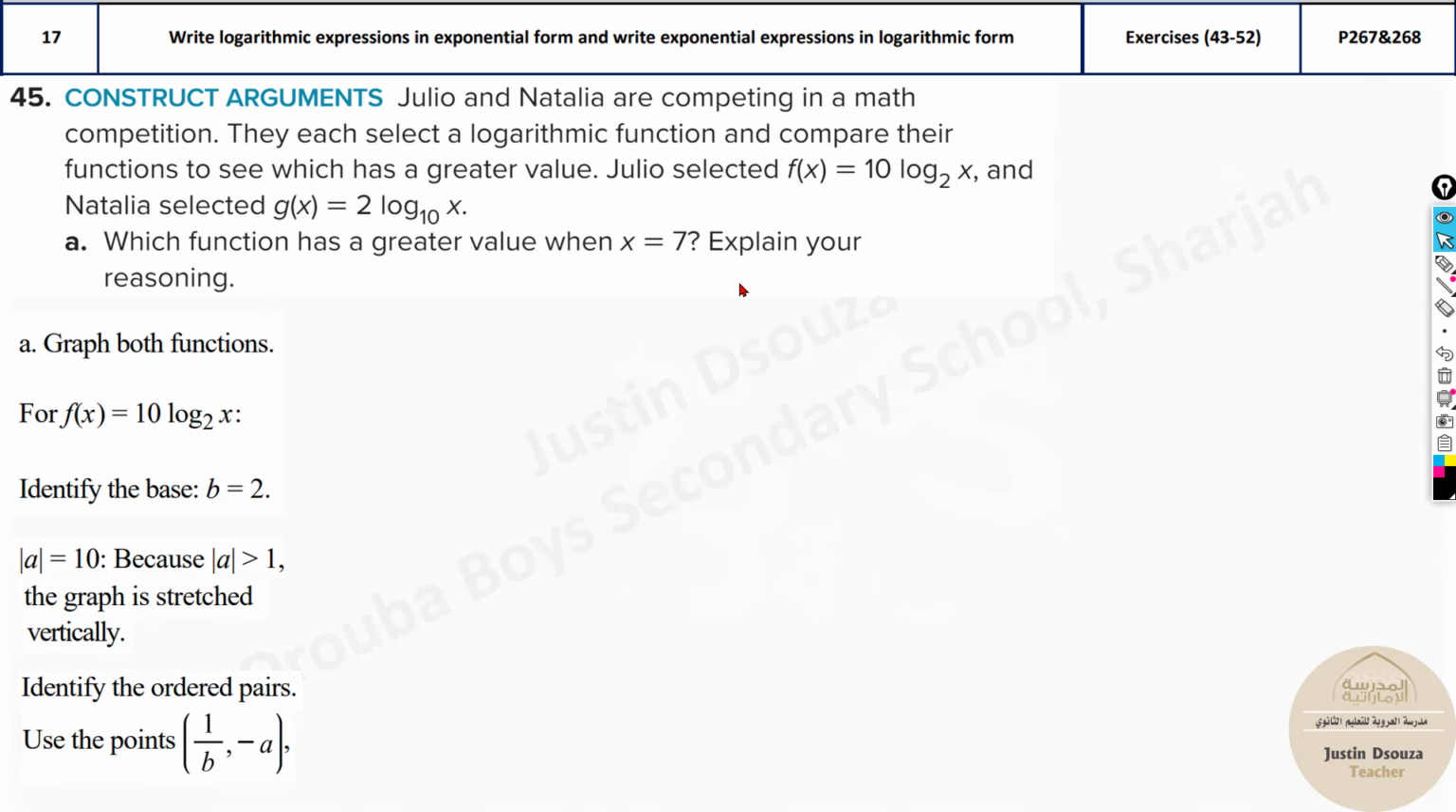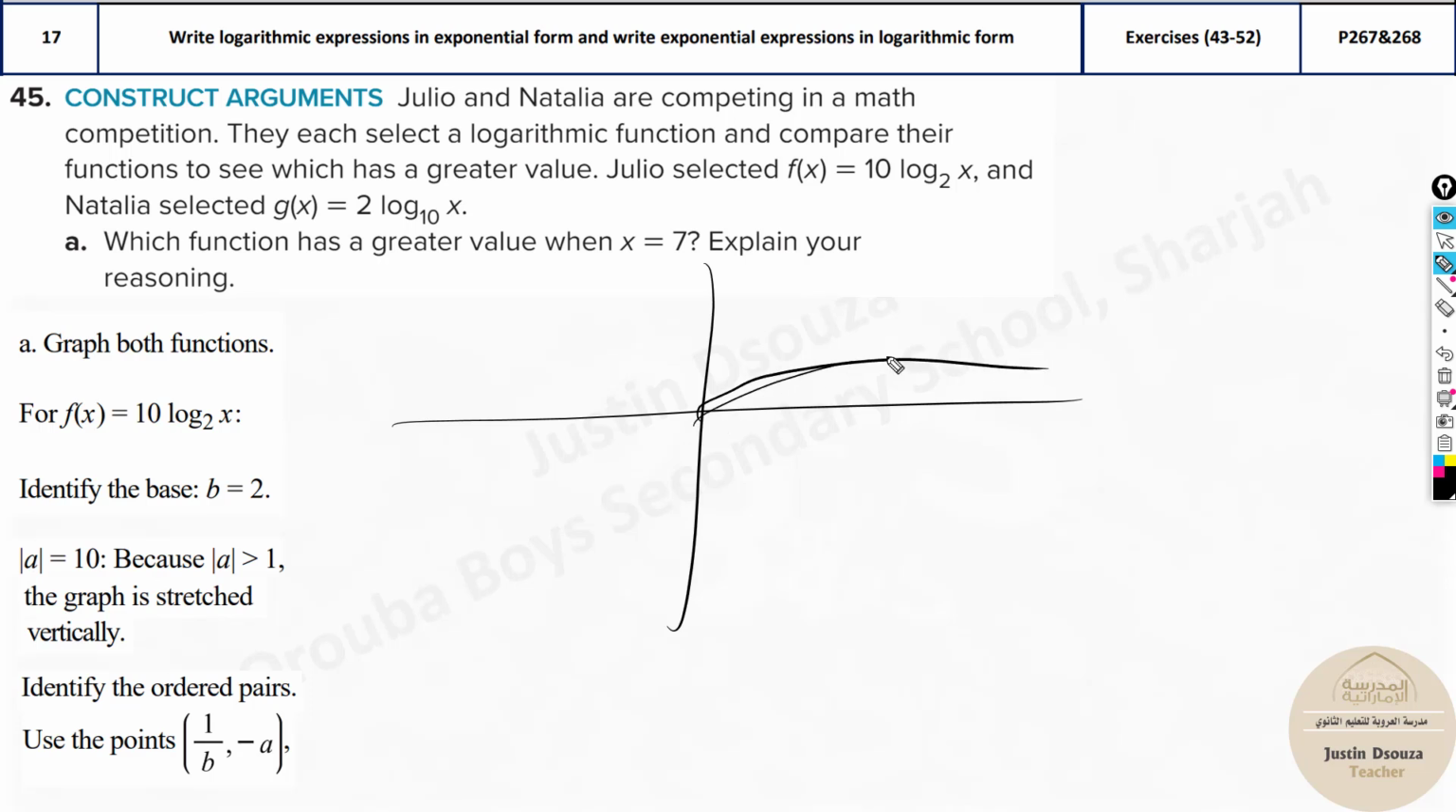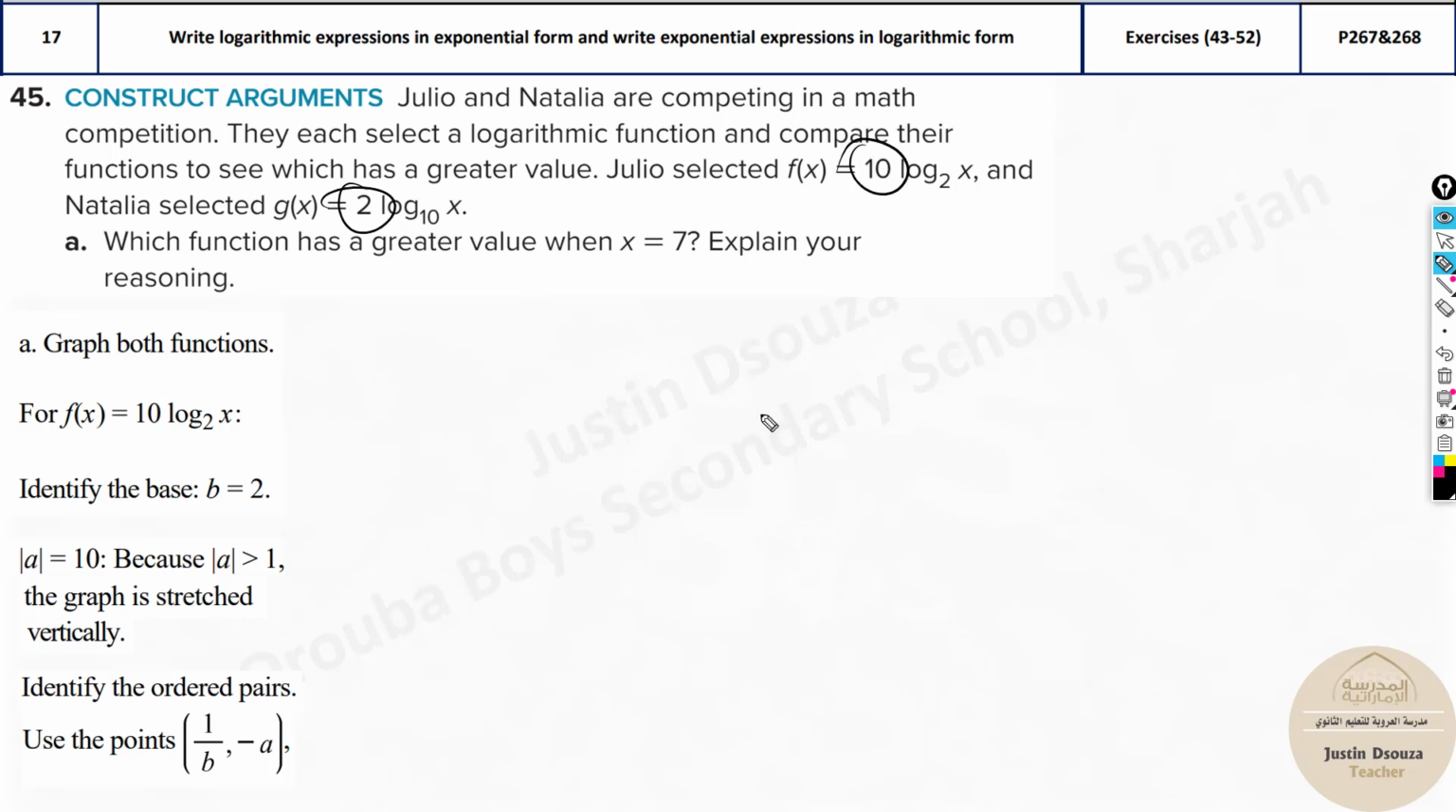Okay, explain your reasoning. You do not need to exactly graph, but if you know some basic things of the graph, as the base is bigger, the graphs are flatter like this. If the base is small, it will go up and up. You can check it in Desmos. And one more thing, this value changes a lot.